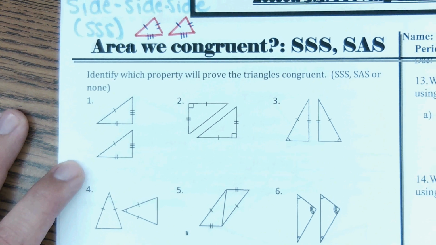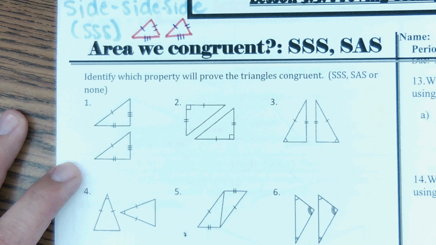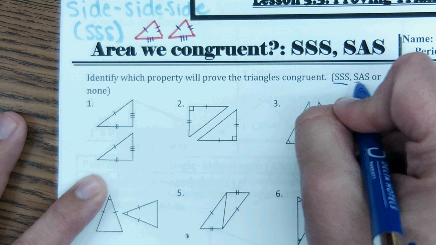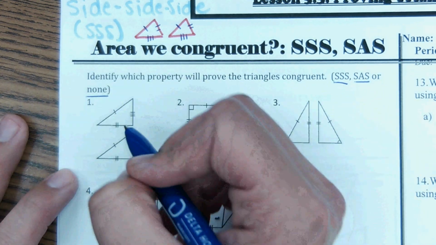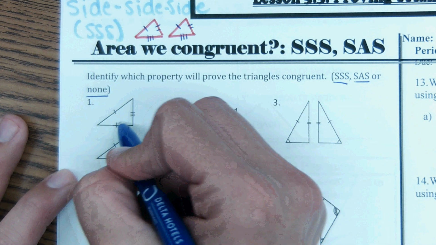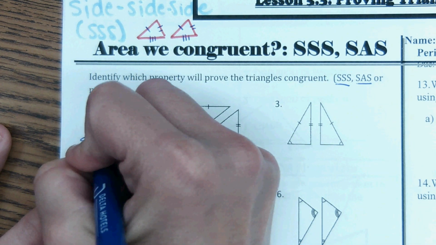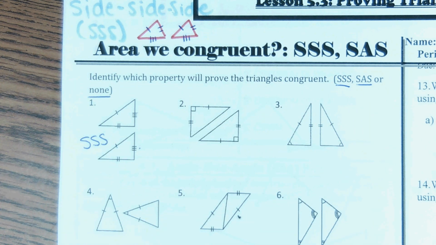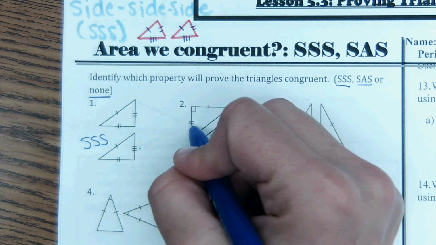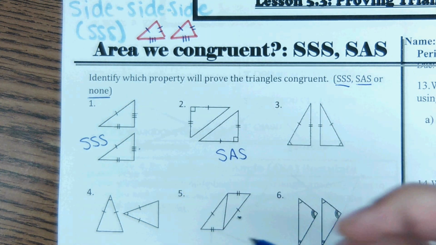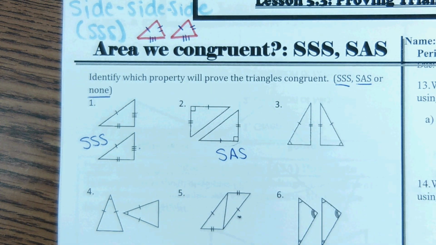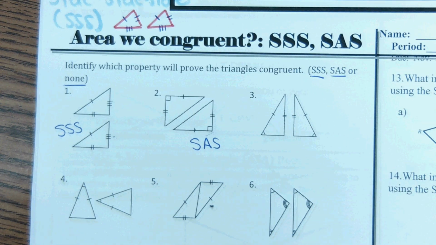It says identify which property will prove the triangles are congruent by side, side, side, side, angle, side, or none. So for number one, you have side, side, side, and a matching side, side, side on this one. So you have side, side, side congruence. Those triangles are congruent. For number two, we have side, angle, side, and a matching side, angle, side here. And again, that has to be the included angle, meaning it has to be in order like that.